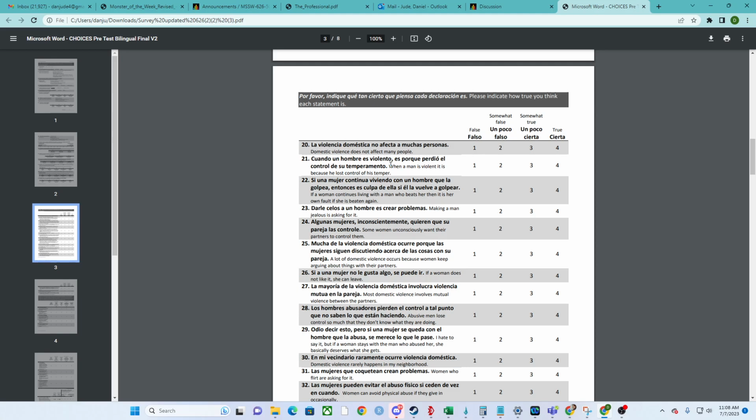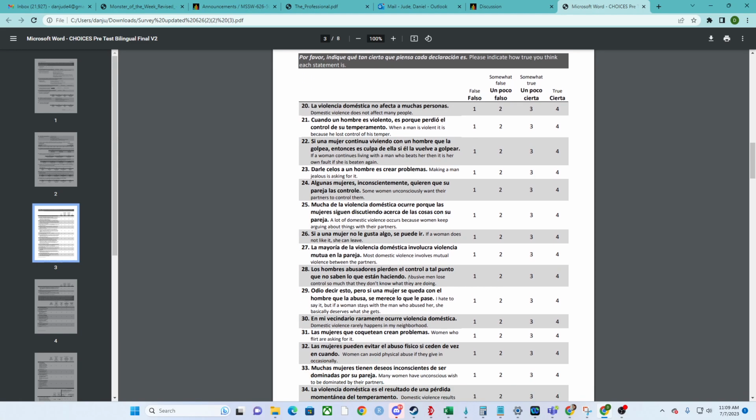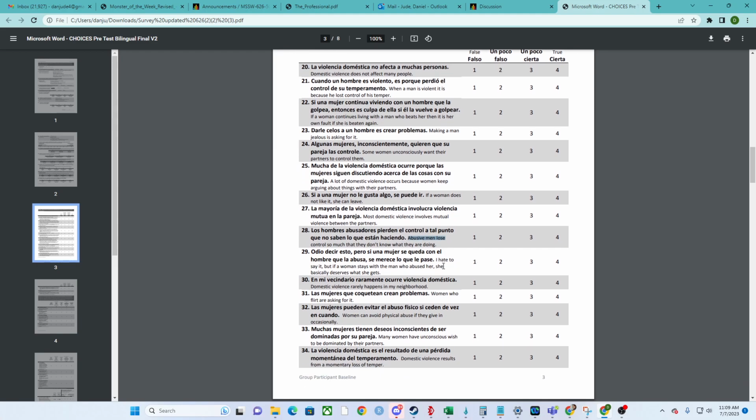However, for those that don't blame themselves, and put the onus of blame on the abusive partner, then you might see that come out in a different way. Could they have tested this better? Probably. Take this section for what it's worth, but it does have a lot of "abusive men lose control so much they don't know what they're doing." It has a lot of blame shifting, which is not a healthy thing.